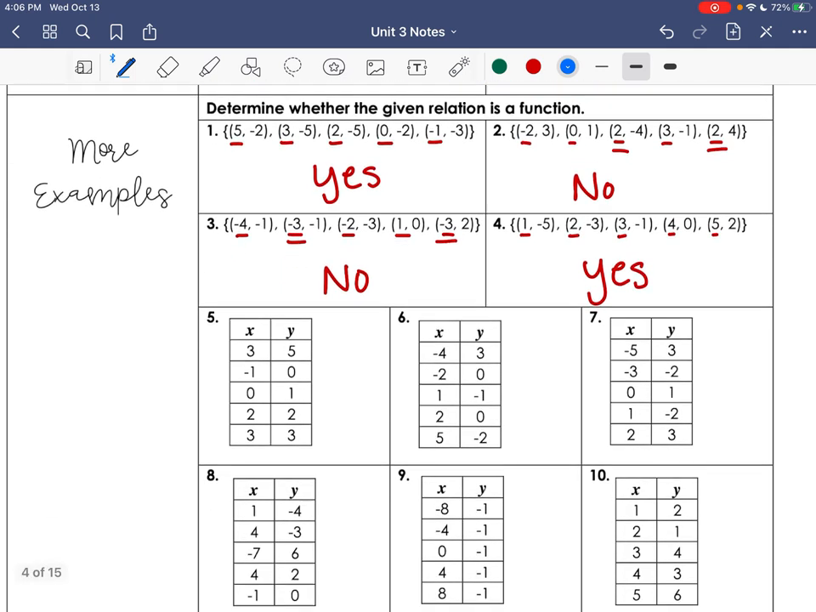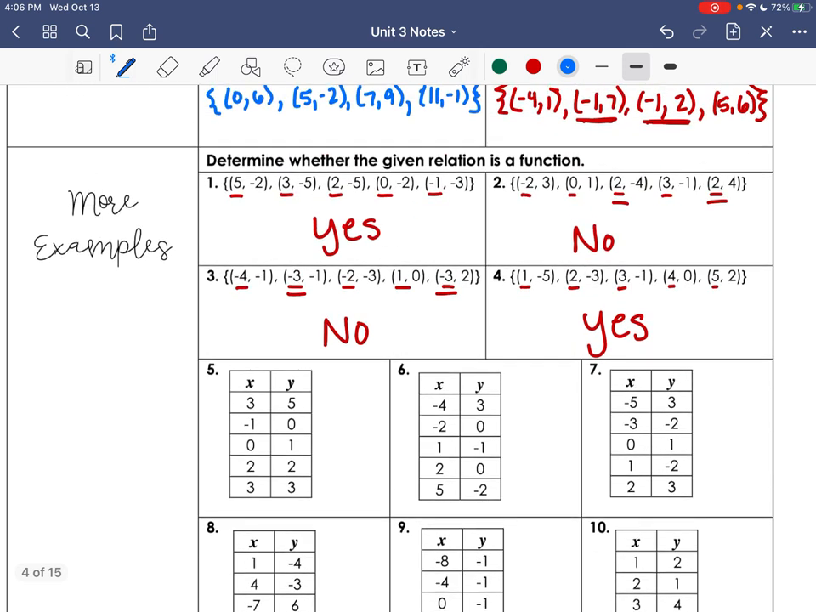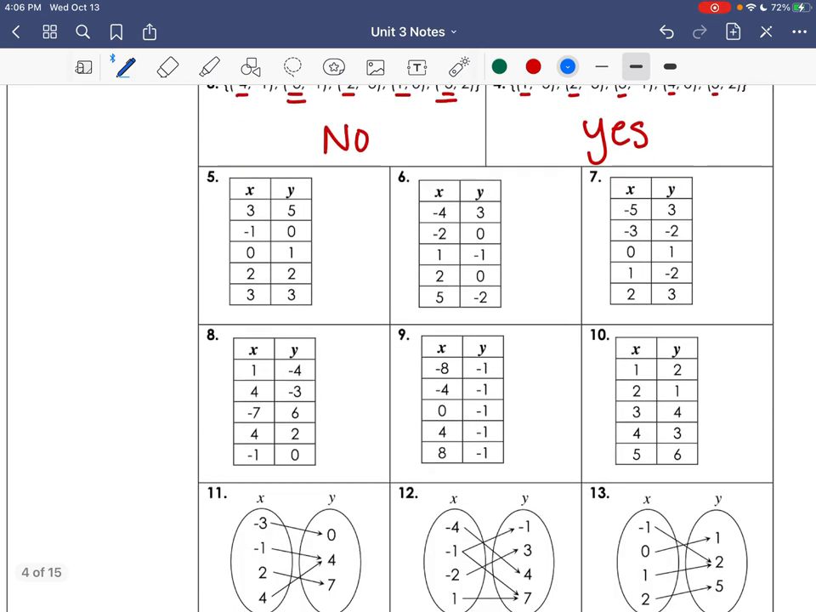Another way a function can be represented is in a table. So up here we just had a list of ordered pairs. Here we've got some tables. Same thing. You literally do not care about Y. You are just looking at X. And you're asking yourself, is every X different? No. We've got two 3's, so they are not all different.